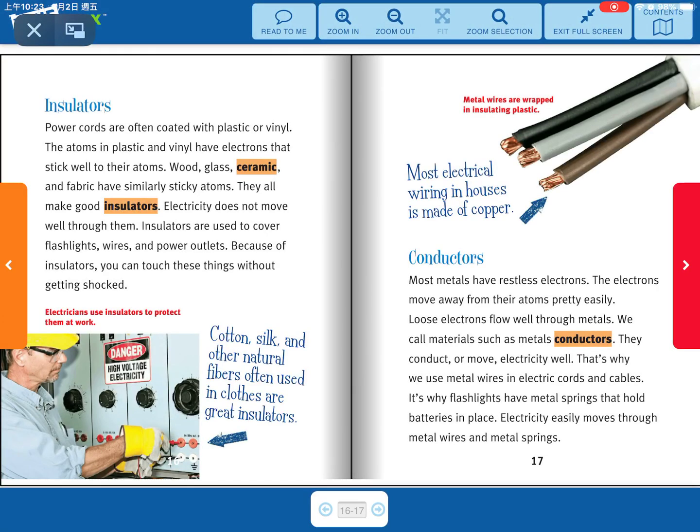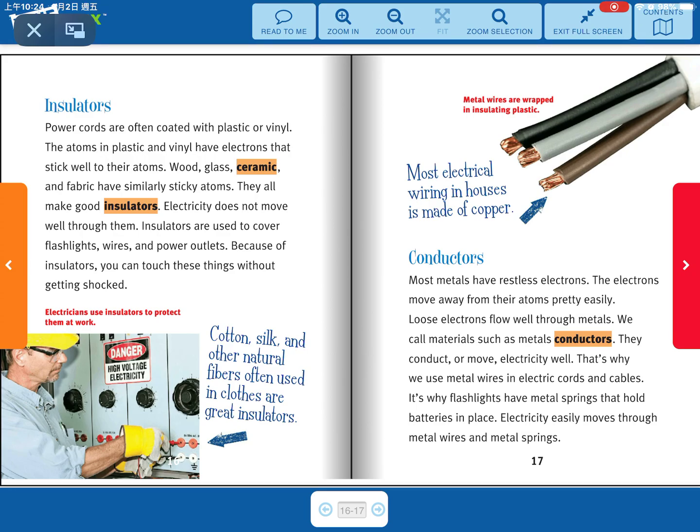Insulators. Power cords are often coated with plastic or vinyl. The atoms in plastic or vinyl have electrons that stick well to the atoms. Wood, glass, ceramic, and fabric have similar sticky atoms. They all make good insulators. Electricity does not move well through them.